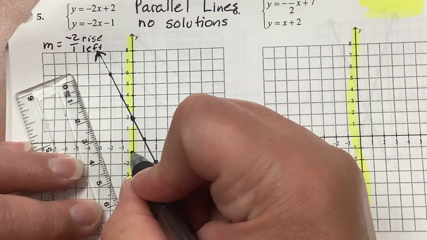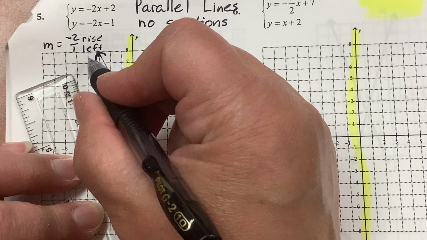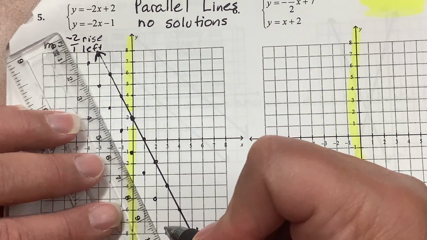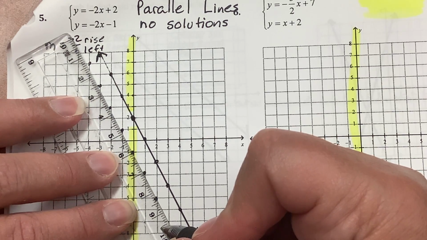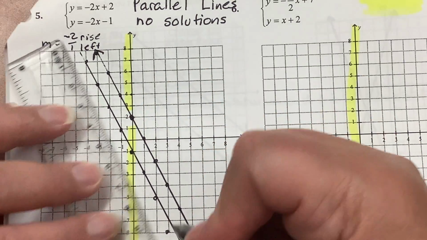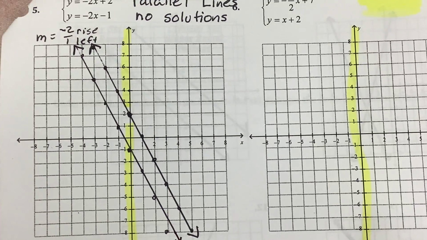Negative 1. And I'm going to do the same thing. Rise 2, left 1. Rise 2, left 1, all the way across, and in the opposite direction, and look at that. See, I even graphed a point wrong. Bad Bono. Here we go, right across the grid. I like my arrows to be off the grid, but in this case, it doesn't really matter that much.